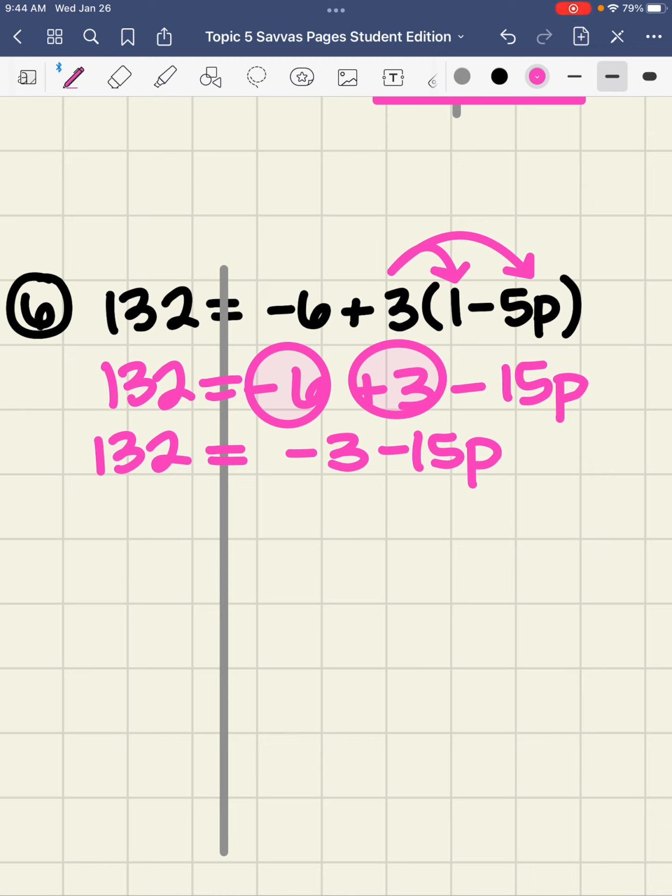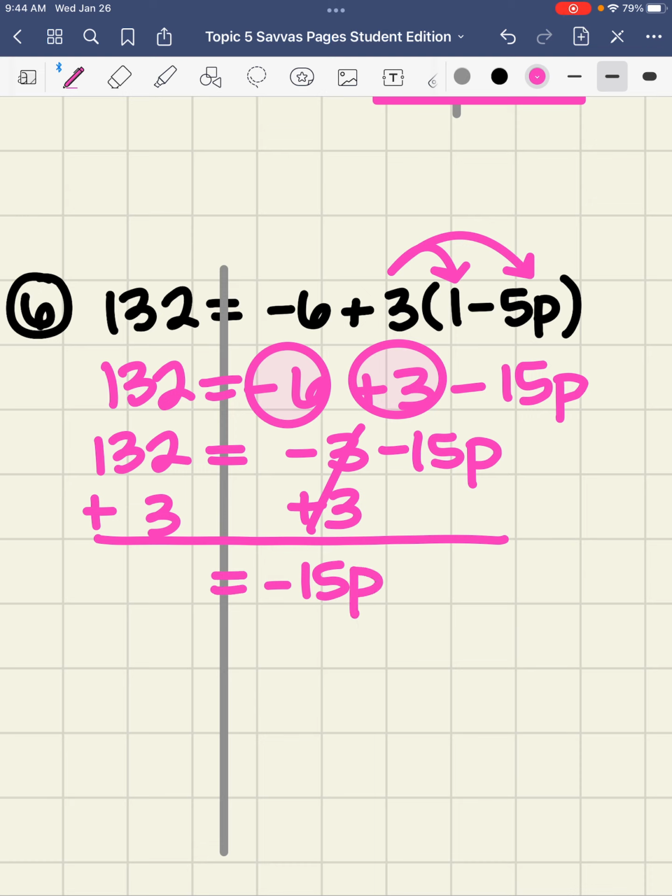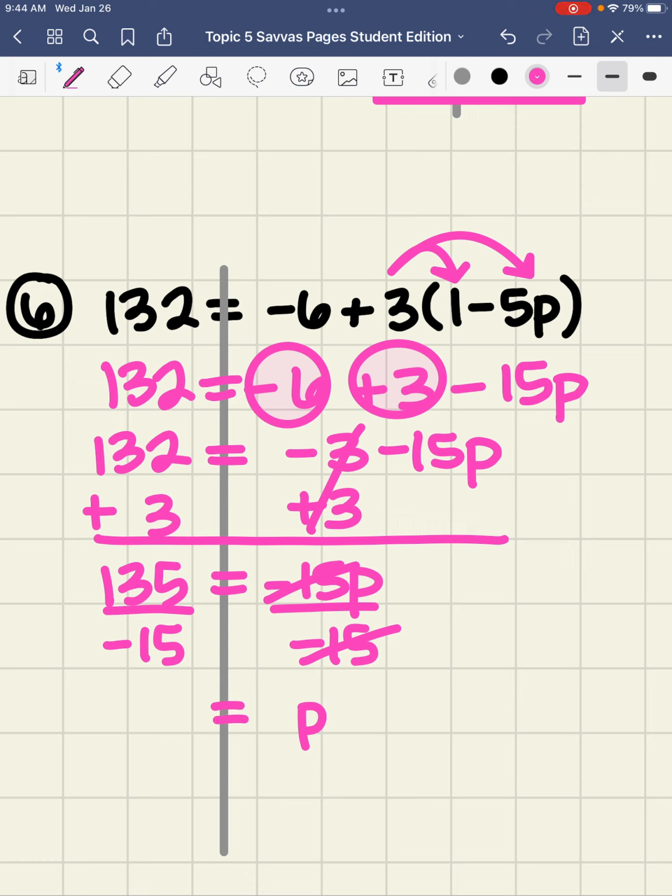So I'm going to add 3 to both sides. So on the side with my variable, my 3's cancel out, and I'm left with negative 15p. On the other side, I have 132 plus 3, which is 135. Now, to get that p by itself, I'm going to divide by negative 15 on both sides. My negative 15's cancel out. P is by itself. And 135 divided by negative 15 equals negative 9. So P equals negative 9 is my solution.